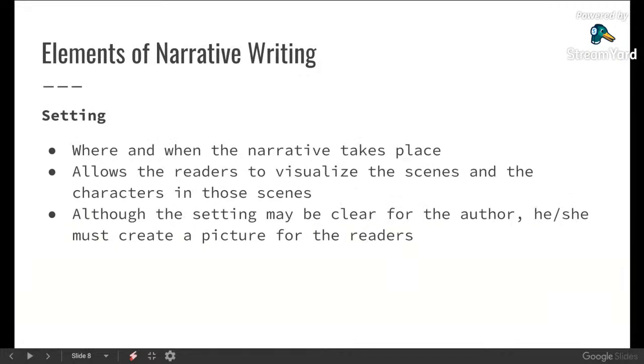The setting, it is where and when the narrative takes place. It allows the readers to visualize the scenes and the characters in those scenes. Although the setting may be clear for the author, he or she must create a picture for the readers.